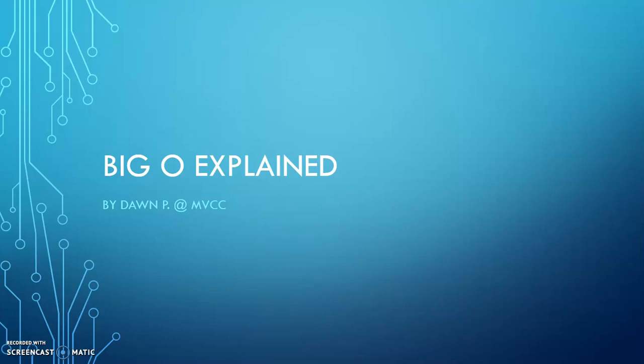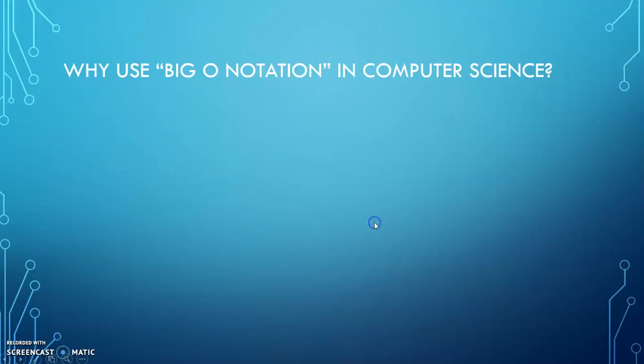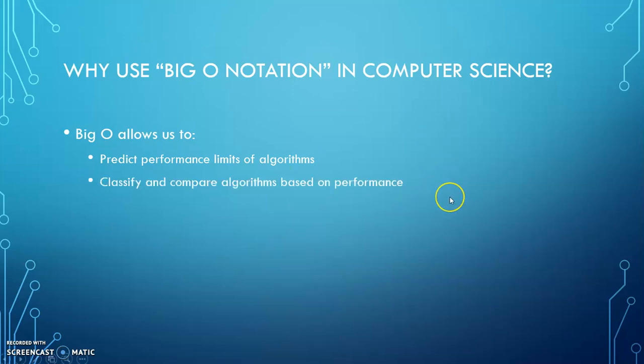So before we begin, I'm going to just talk a little bit about why we would use big O. Big O is a way to predict the performance limits of an algorithm. And if we know how an algorithm is going to perform, we can better classify and compare it with other algorithms based on performance. See, it's not like if we wanted to compare the performance of two cars, for example, we might put them side by side on the road and race them to get a speed comparison, or maybe compare the gas mileage in some way. But algorithms are different because they're dependent upon the machines that are running them.